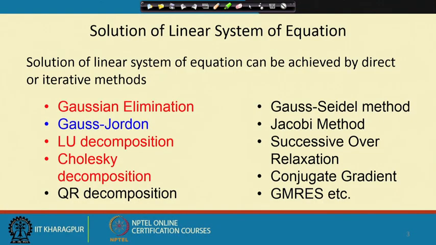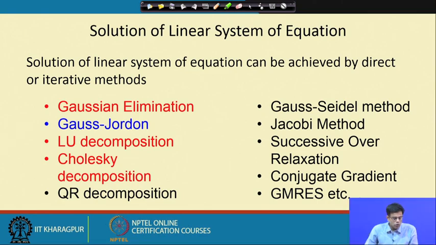Solution of a linear system of equations can be achieved by direct or iterative methods. Direct methods consist of Gaussian elimination, which probably all of you know, Gauss-Jordan elimination, which we discussed in the last class in the context of matrix inverse and also for the solution of linear systems of equations. And there is LU decomposition, which is very popular, Cholesky decomposition, and QR decomposition. These are more or less the direct methods of solution.